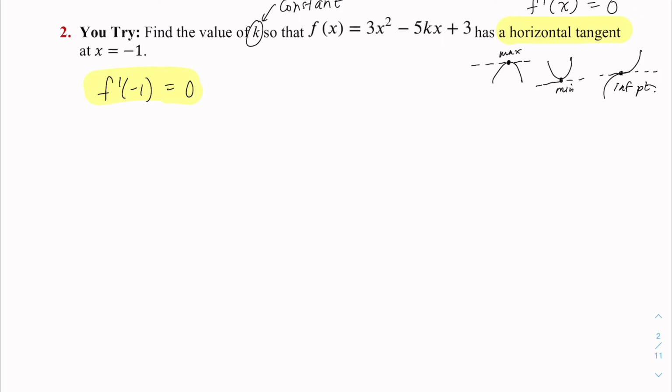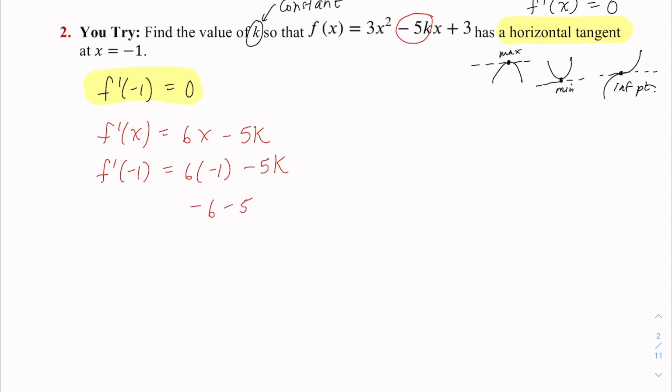First, we should probably find f prime. So f prime of x equals 6x minus, and like we said, k is a constant, so -5k will just be a number. And the derivative of -5kx is just -5k. The derivative of 3 becomes 0, and that collapses. Cool, so that's f prime of x, but we want f prime of -1. Let's plug that in now, everywhere we see an x. That gives me -6 minus 5k. And I want that to equal 0.